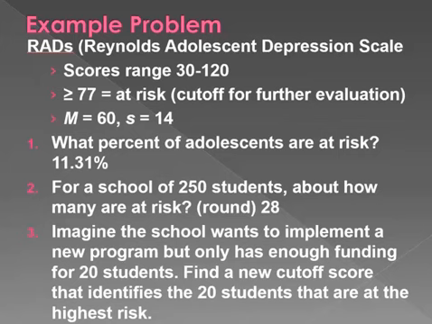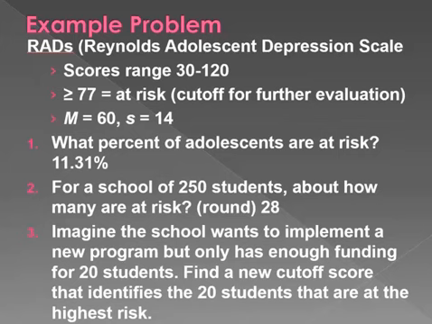So we need to compute this new cutoff score that a student in our school would have to be at or higher than in order to qualify for the treatment that the school is paying for. So in other words, because we only have enough money to treat 20 students, we need to move the goalpost here. Again, remember, if we gave all 250 students the RADS, we predict 28 of them should score above 77, which suggests a risk for developing depression. Well, if we only have money for an intervention for 20 students, how do we decide which 8 are not going to get treatment?